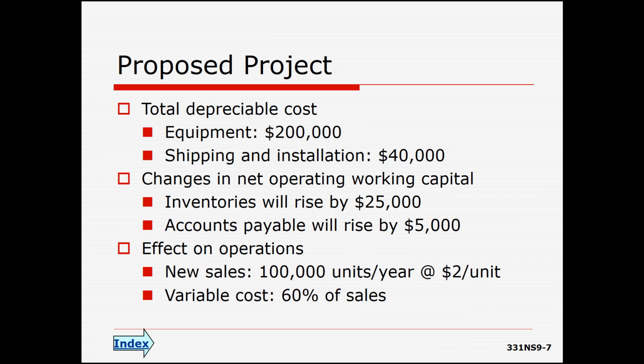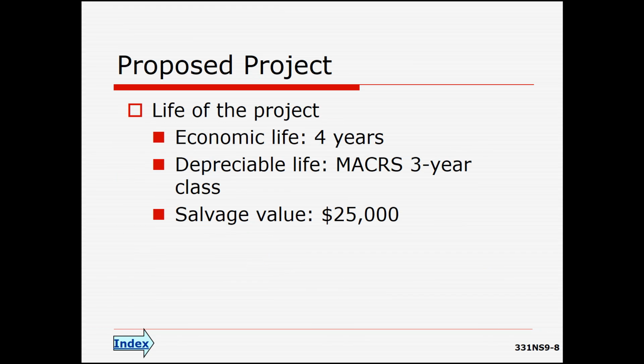Expected results, new sales of 100,000 units a year at $2 a unit, with the variable cost running 60% of sales revenue. The project will last for 4 years. The equipment will be depreciated under the Modified Accelerated 3-year class. The equipment is expected to be worth $25,000 at the end of the project. The tax rate is 40% and the cost of capital 10%.